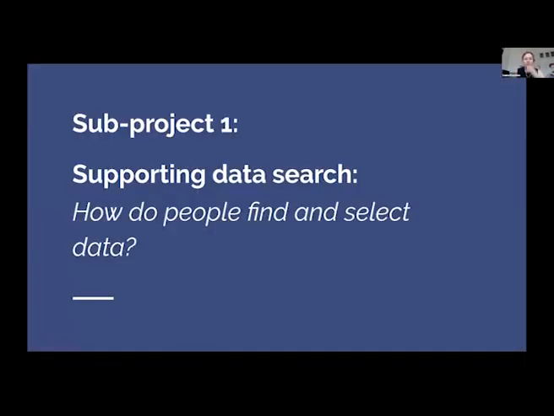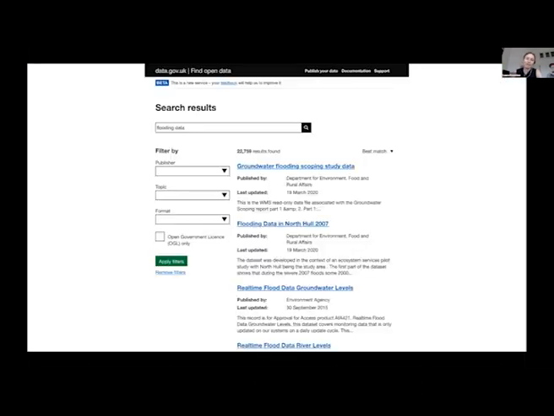The first project I'm going to talk about relates to the question of how people find and select data. And really we looked at how you can support dataset search currently. For this we tried to understand how people currently go about finding data. And you probably know there are data portals. This is a screenshot of data.gov.uk. This is a governmental data portal in the UK.